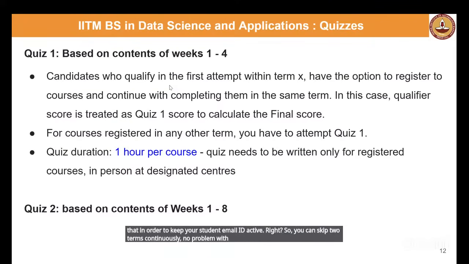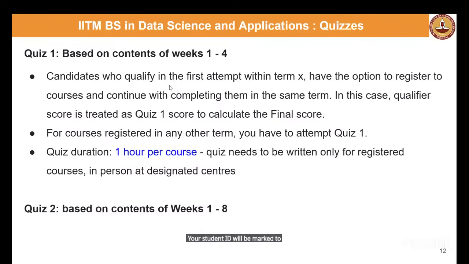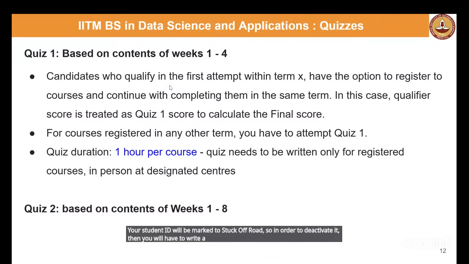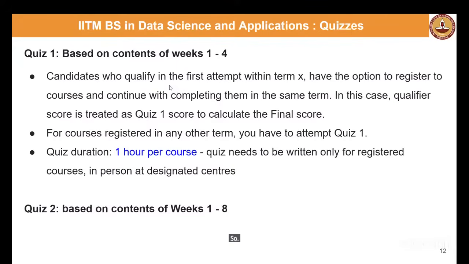But in the third term, you will definitely have to register, or else your student ID will be marked as struck off roll. In order to reactivate it, you will have to write a mail to us from your personal email ID saying that my ID is struck off roll. And for that, there will be a separate reactivation fee. You pay that, and then the student ID will be activated.